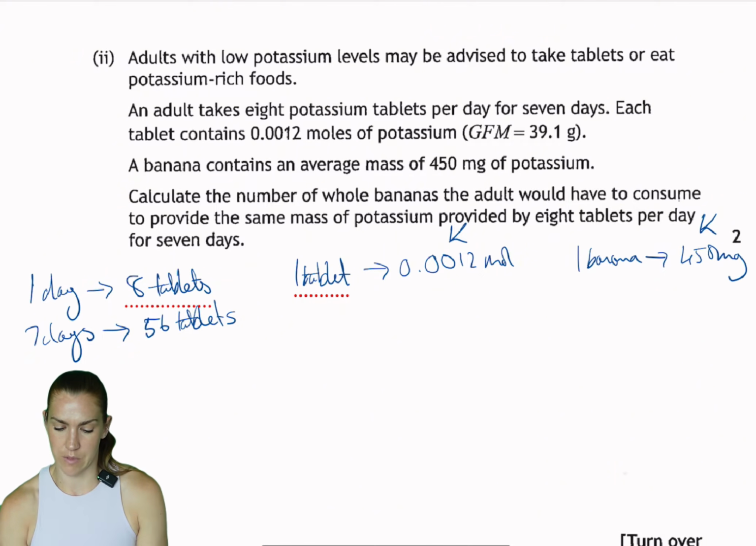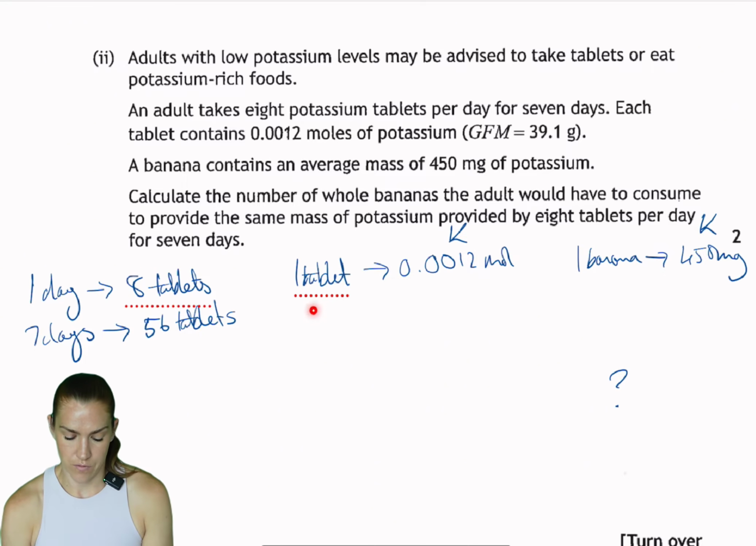Because we need a number of bananas, I always like to put the question mark underneath the thing I'm trying to work out. So we're trying to work out bananas, so the question mark's going to go under there. That tells us that we probably need to start over here, because if we're going to finish with this relationship, we're probably going to need to use this one to start off with. So we're trying to work out a mass of potassium that they need over the days. We know that one tablet will give them this many moles of potassium, so we can work out how many moles they would get in 56 tablets, because that's how much they're going to be taking.